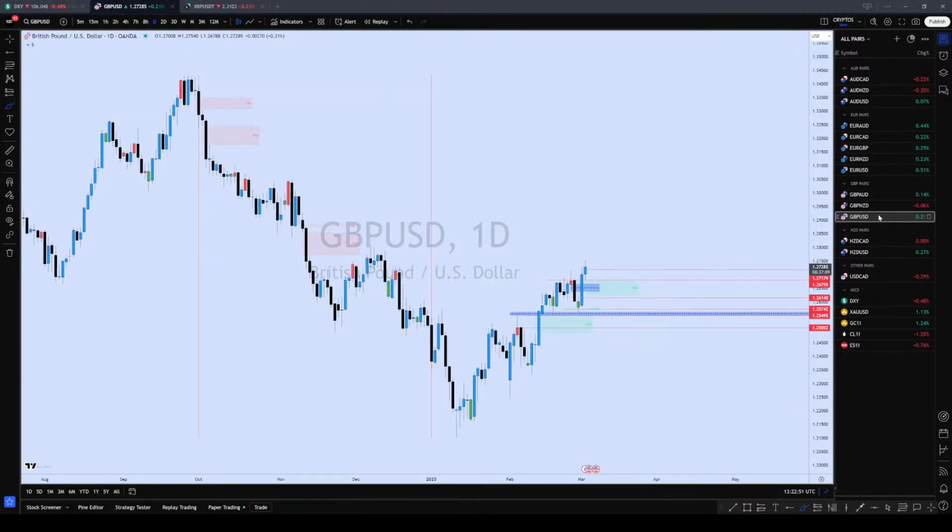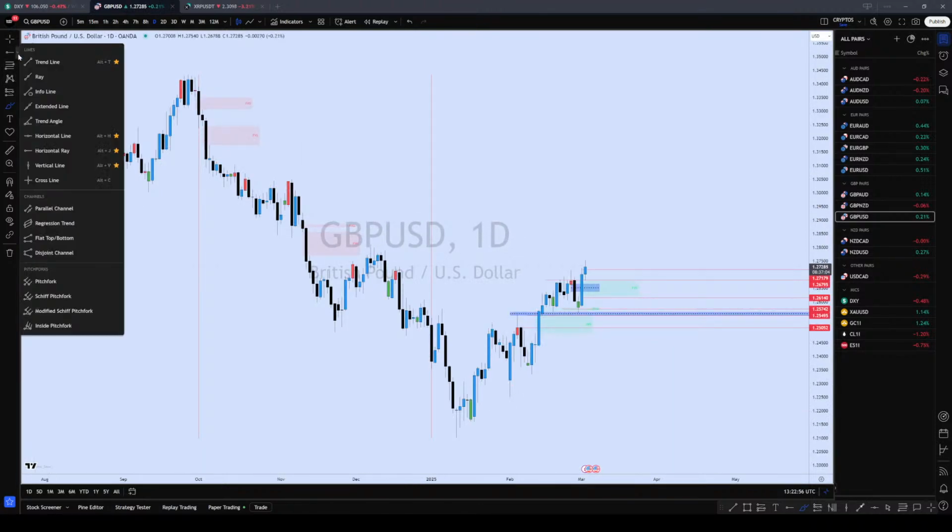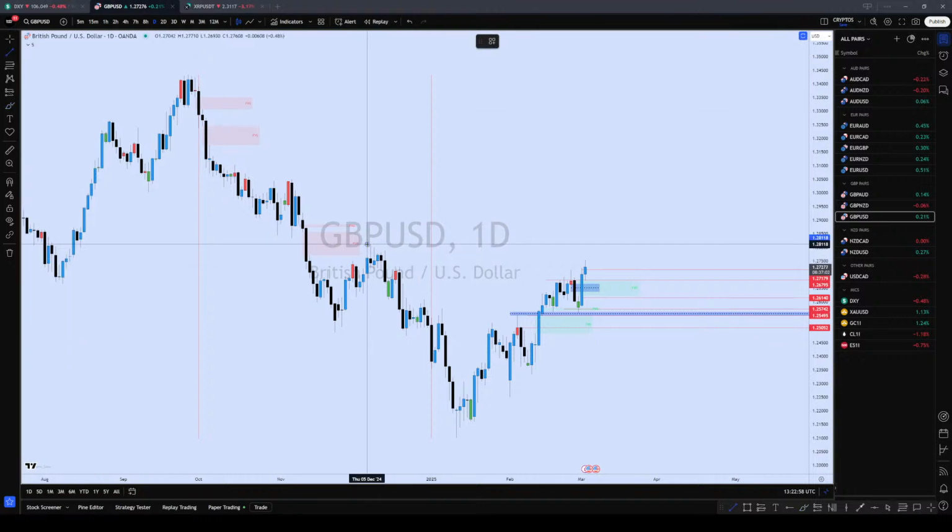So personally, GU is the go-to. I like this equal high. This one here is too clean.